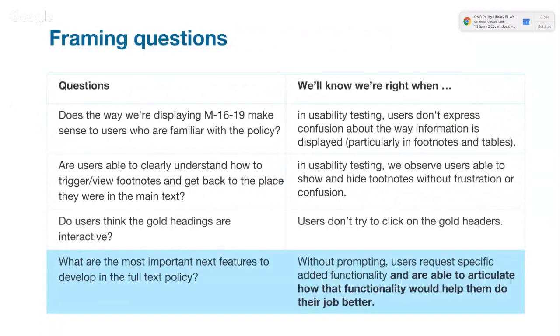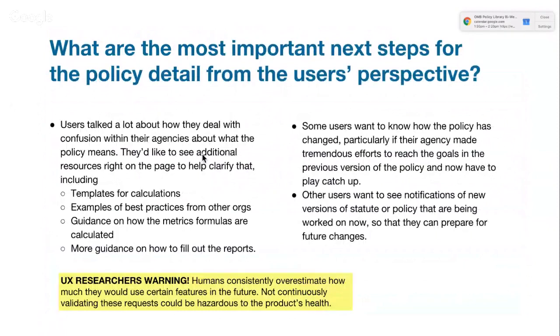And then what are the most important next features to develop in the full text policy? Mostly what we heard had to do with providing additional information to alleviate confusion that folks are having interpreting the policy, understanding what the equations meant. They referred to those metrics all the time. They wanted to see additional resources like templates of how the calculations are put together.